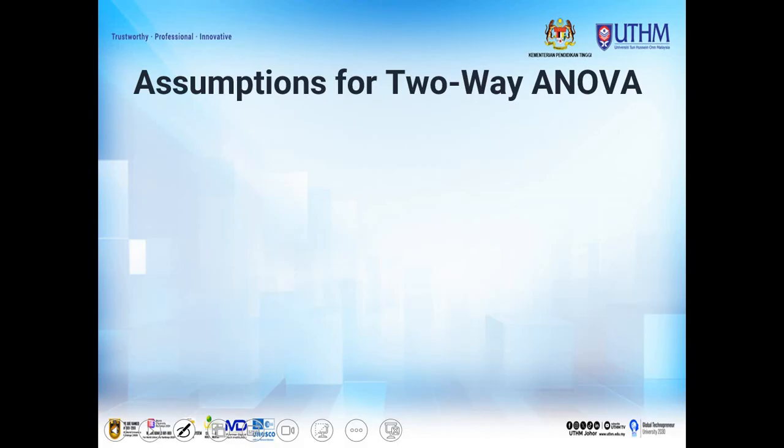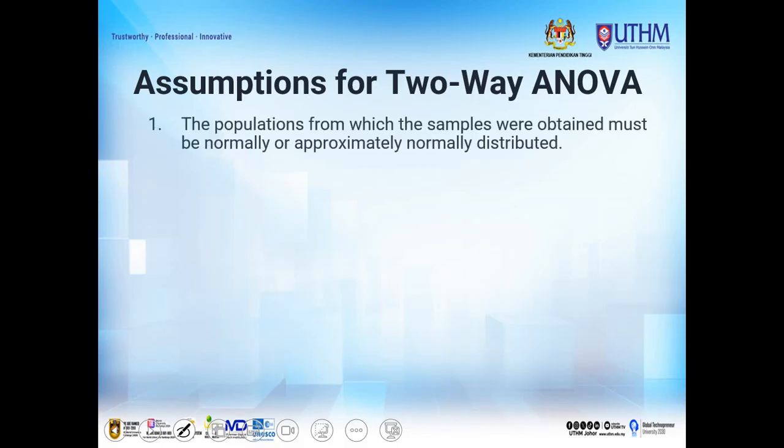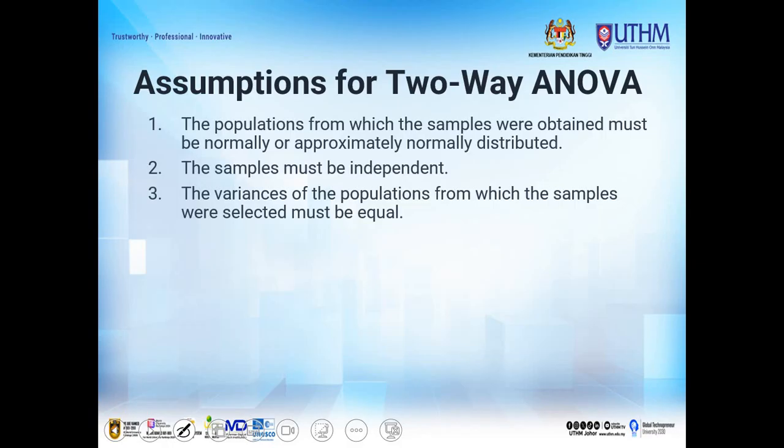Assumptions. In order to apply two-way ANOVA, there are some assumptions. The populations from which the samples were obtained must be normally distributed, the same as for one-way ANOVA. Samples must be independent as well. The variances of the populations from which the samples were selected must be equal. And the groups must be equal in sample size as well. So these are the assumptions. If you follow these assumptions, then you can apply two-way ANOVA.